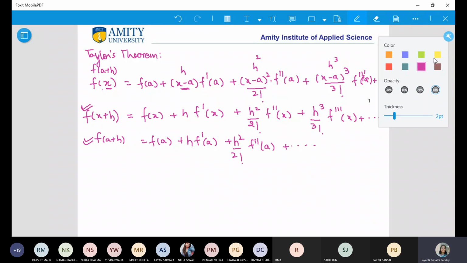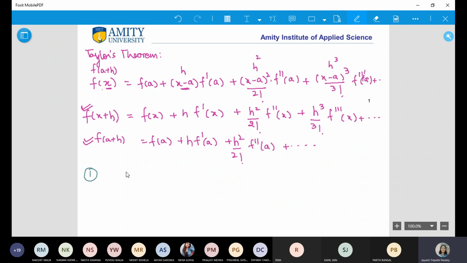Let us start with the first question. The first question is, expand log(1 plus x) in powers of x. That means what should we take as h? That is important.